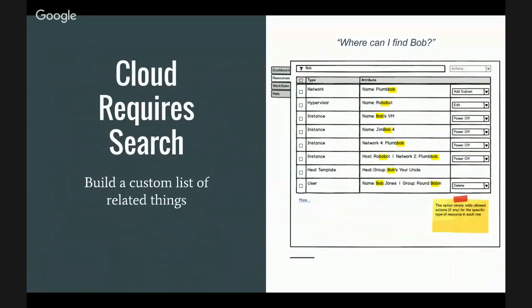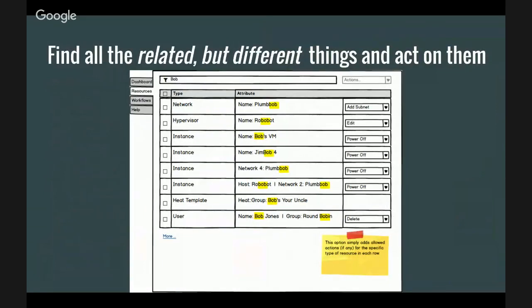And so that's why we say cloud requires search. I'd like to build a custom list of related things. And that requires you to be able to search across your cloud. So, I'd like to find all the related but different things. And not only that, I'd like to act on them.